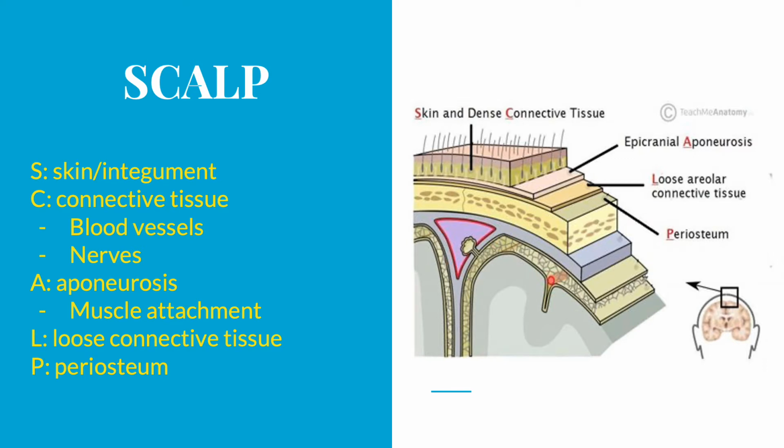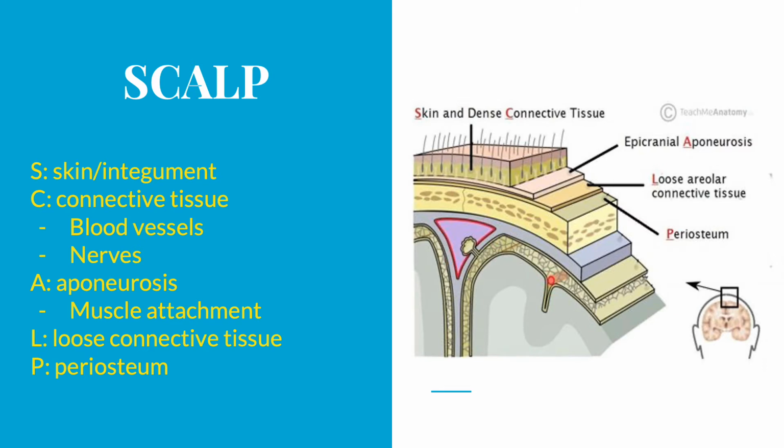Then you've got A for your aponeurosis, which is slightly deeper yet. Your muscles are going to attach there, so all of the muscles of facial expression are going to attach to your galea aponeurotica on the top of the head, so you're going to have a bunch of muscles attaching to that aponeurosis. And then L, slightly deeper there, is going to be your loose connective tissue. And then finally, your P is your periosteum, which is that thin covering over the bones themselves.